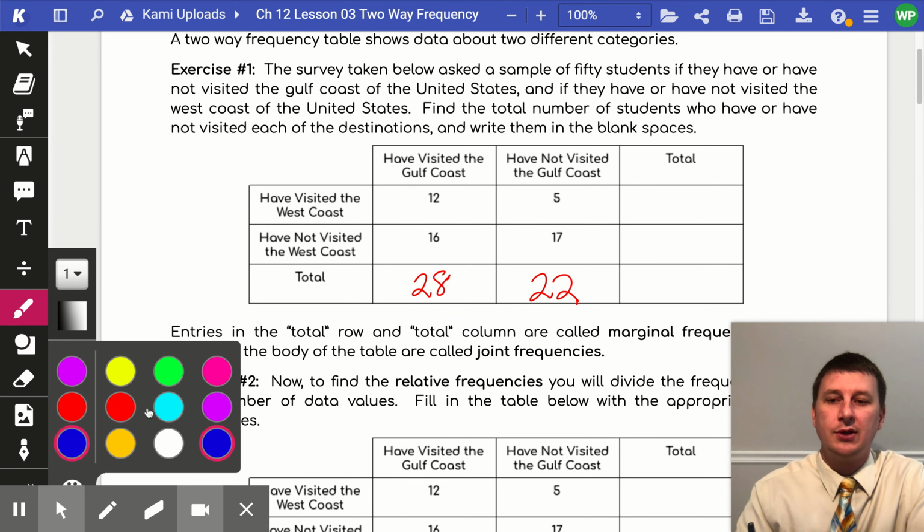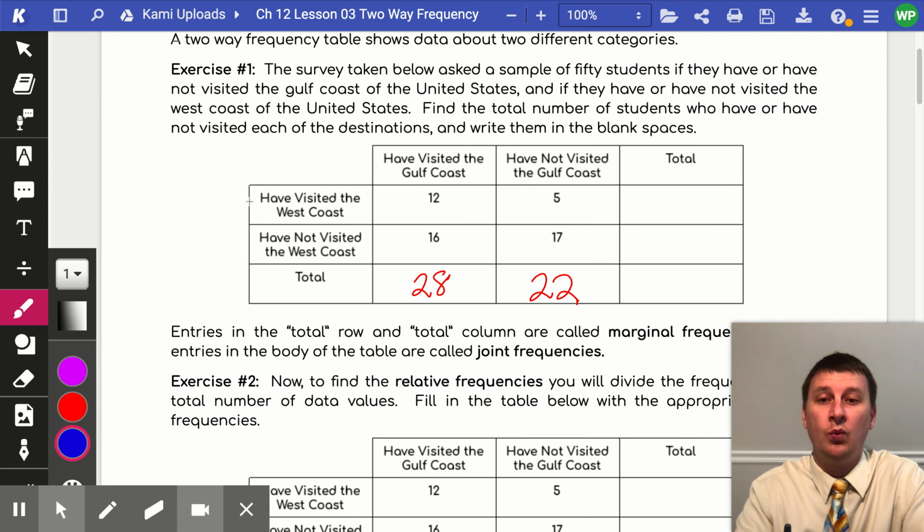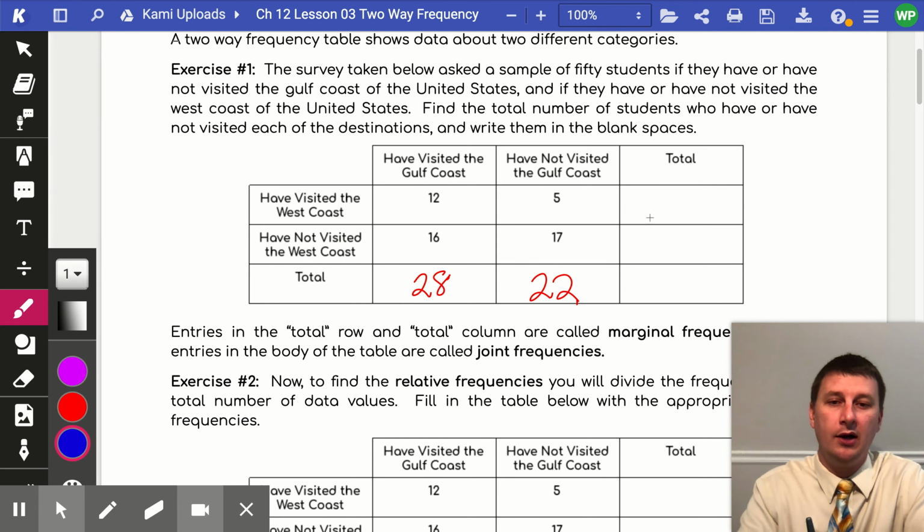Now, to find the total number of students that have visited the West Coast over here, we're going to add across the row, and we're going to get 12 plus 5, which would give us 17. And to find the total number of students that have not visited the West Coast, we're going to add across, 16 plus 17, to get a total of 33 students.